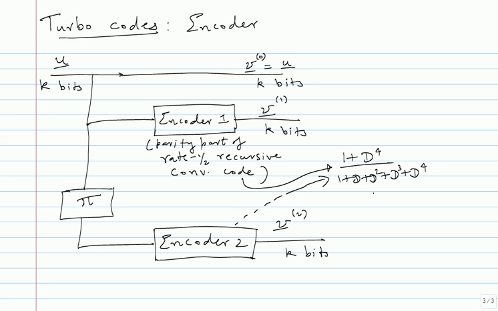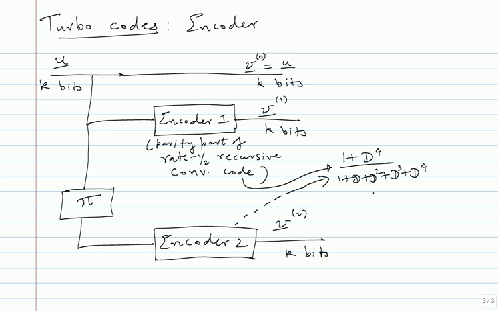Okay. Other than that, the encoder for turbo codes is not terribly complicated. So for instance, if your k is 100, you're not so afraid of a 100 bit permuter. Okay, maybe there is some structure to the permuter, so you can do it in a different way. But in general, a random permuter is tough to implement.